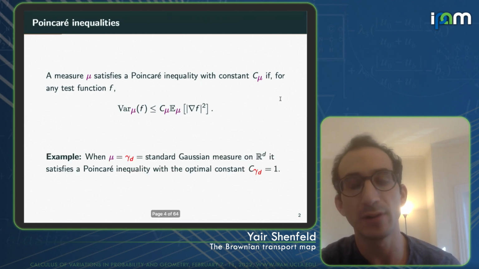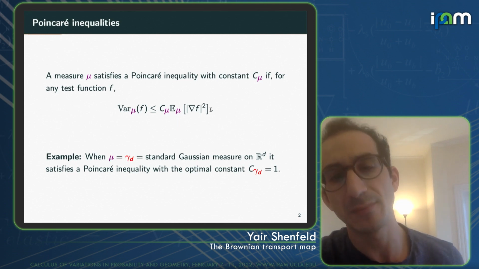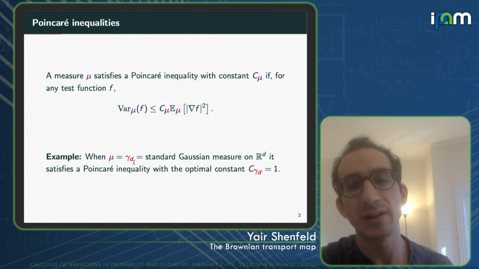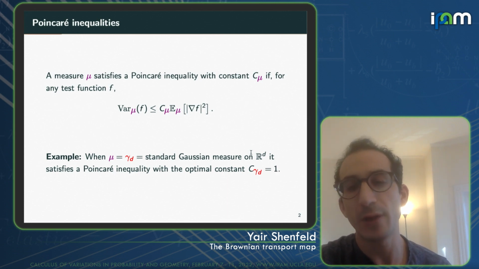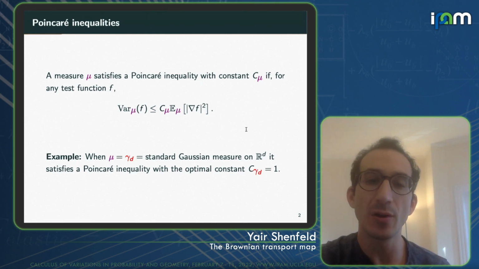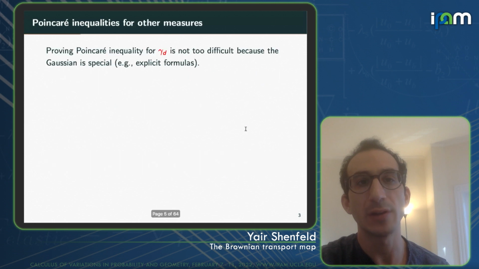One famous example of a measure that does satisfy a Poincare inequality is a Gaussian measure. Here I denoted by gamma_d, d for the dimension, the standard Gaussian measure on R^d. And indeed, it satisfies a Poincare inequality with the optimal constant C_gamma_d equal to 1. And why is that? Because if you take the function f to be linear, then you will get equality here in the Gaussian case with a constant 1. Okay, so at least we know that the Gaussian measure does satisfy the Poincare inequality.